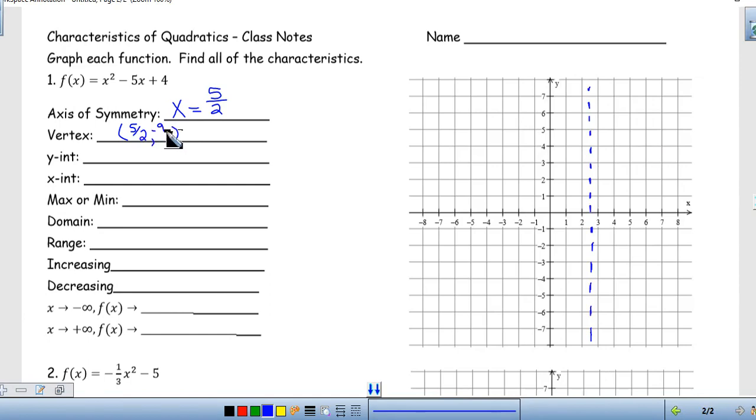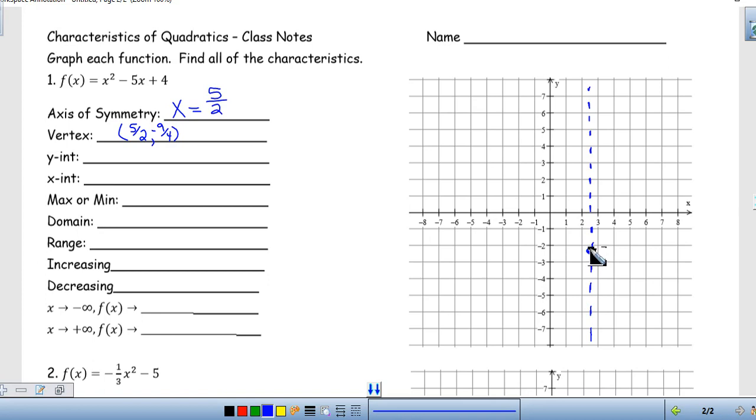Again, when it comes to graphing, you may want to think of that as a mixed number instead of improper. So negative 2 1/4. So the vertex always lies on the axis of symmetry at 5/2, negative 2 1/4. So about here. Now that we have that, we'll find our y-intercept.